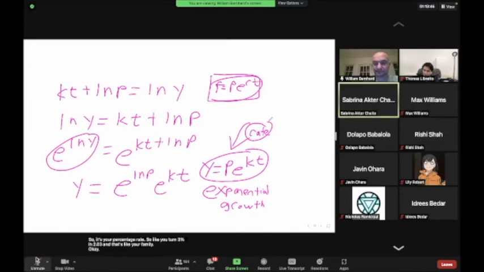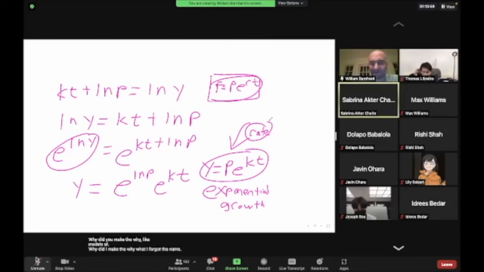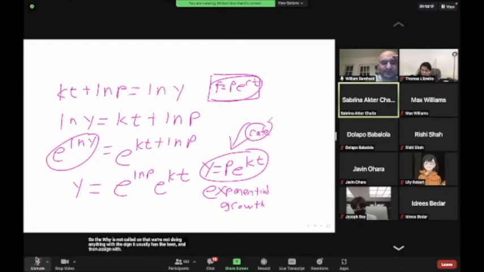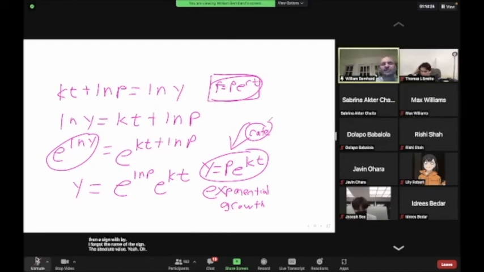Okay. Beaver? Yeah. Why did you make the y with the, I forgot the name of it. The sign it usually has, like ln and then a sign with y. The absolute value? Yeah. Okay, thank you for clarifying.